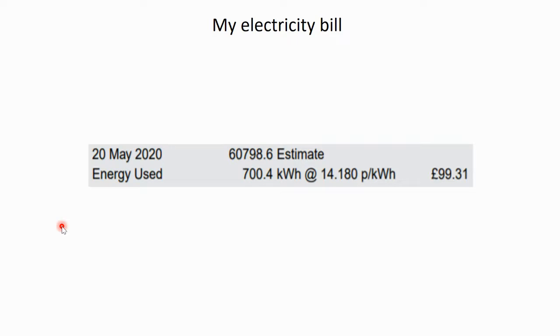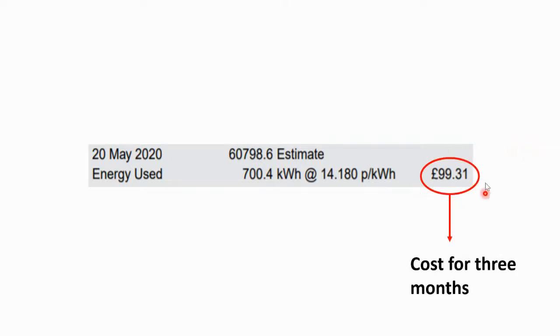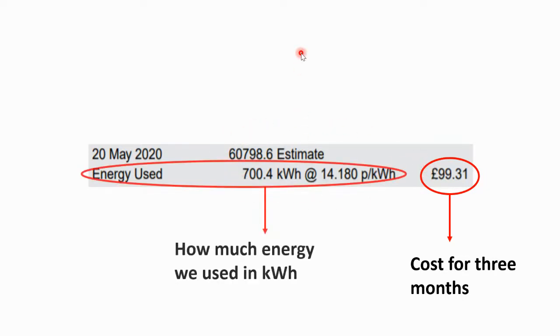So here's a section from my electricity bill. I've literally copy and pasted this directly from the bill I was sent in May this year. So this is for 3 months of my electricity use. So let's look at what all of these numbers mean and figure out how we got this cost of £99.31. So obviously the cost is here. So this is the cost for 3 months. And this here is the energy use. Now let's break it down.